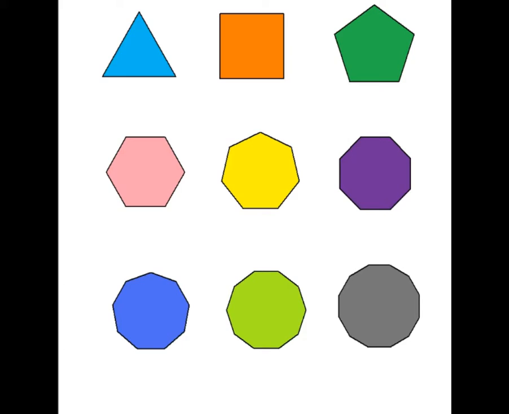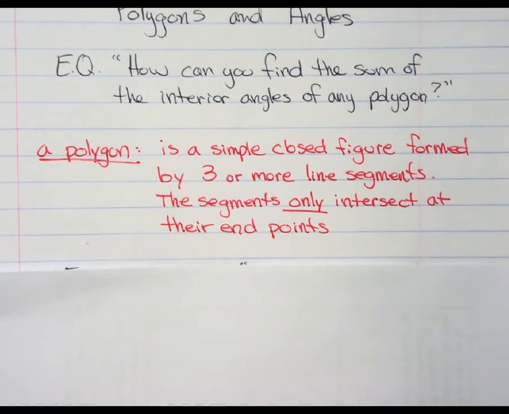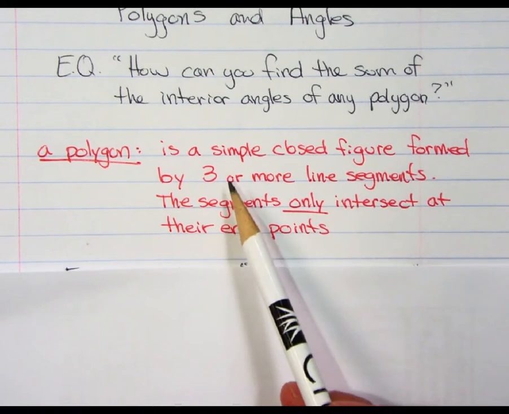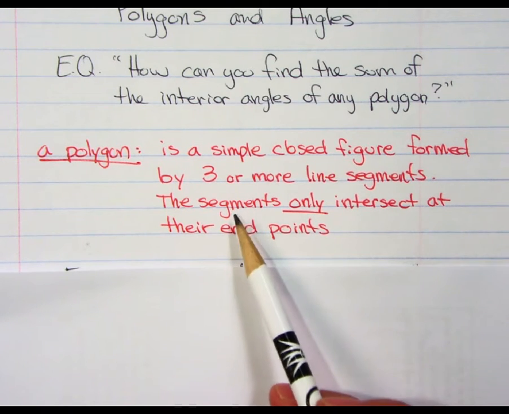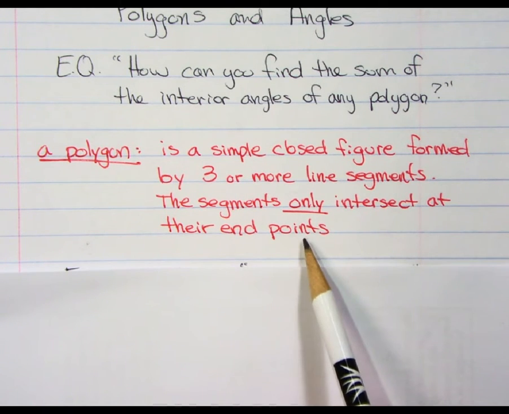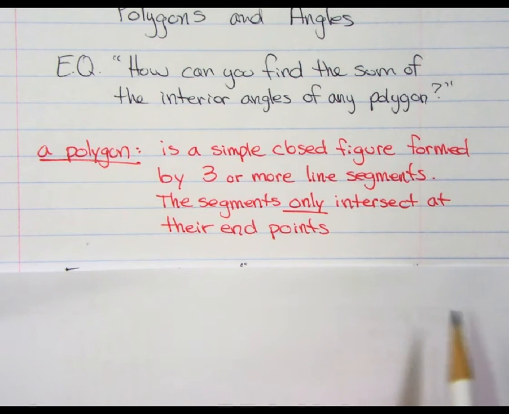And here's the definition for polygons. It's a simple closed figure formed by three or more line segments. The segments only intersect at their endpoints. Okay, so those are the pictures that we just saw. Take a moment to write down your definition.